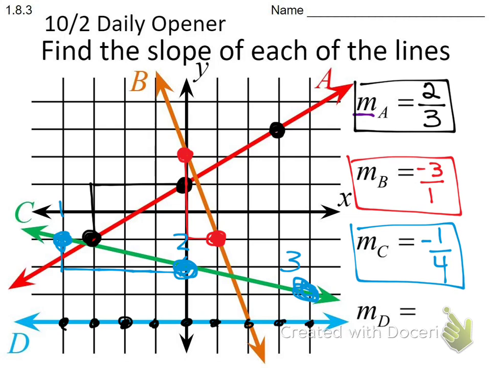Now, just looking at this line, what kind of slope does it have? 0. So the slope is 0, basically meaning, can I rise? No, my rise is 0, but my run is 1. So 0 over 1.